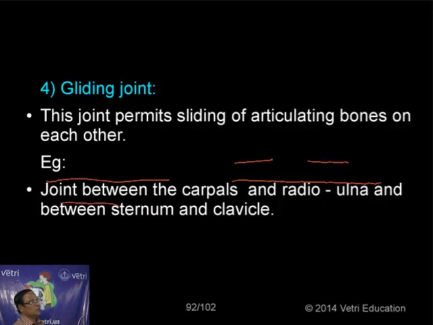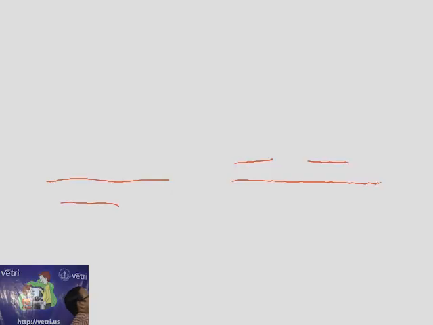Now the gliding joint. Here one bone glides over another. The joint permits sliding or gliding of articulating bones on each other. Examples are the joints between the carpals, the joint between the radius and ulna, and the joint between the clavicle and sternum. The clavicle slides over the sternum. Likewise, the radius and ulna slide over one another while rotating the arm, and the carpal bones also slide over one another. They are called gliding joints.